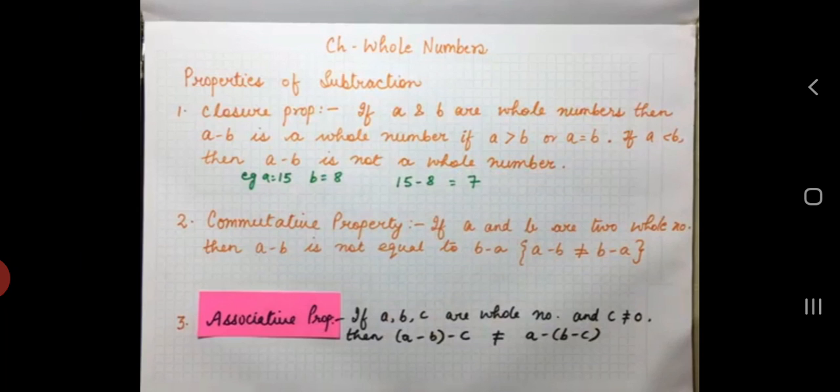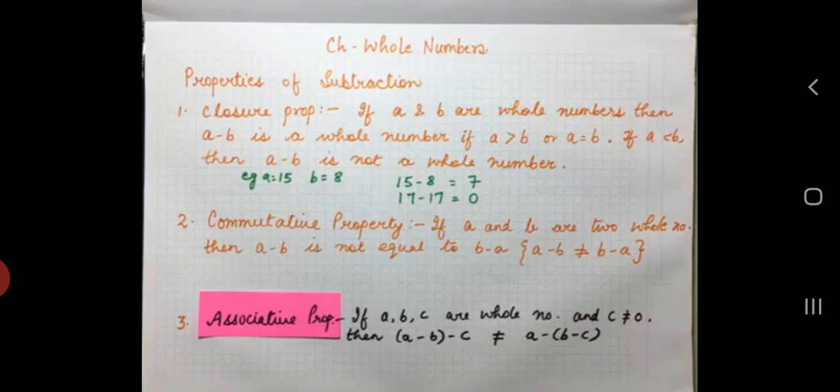Coming to the second case, it says if a equals b, then the answer will be a whole number. Let's see. Here we considered a as 17 and a is equal to b, that means b is also 17. So, a minus b, that means 17 minus 17 is equal to 0. We all know 0 is a whole number. So, the closure property here holds.